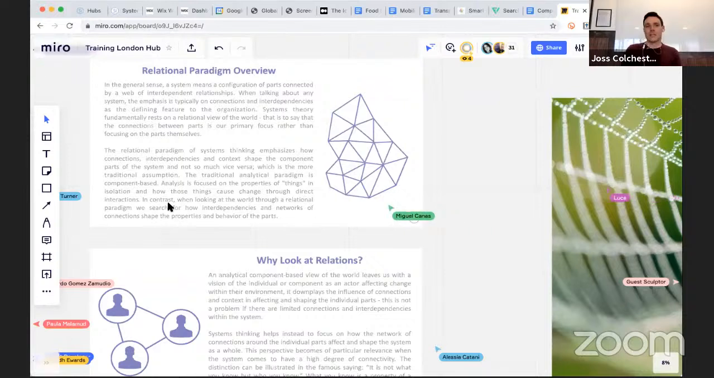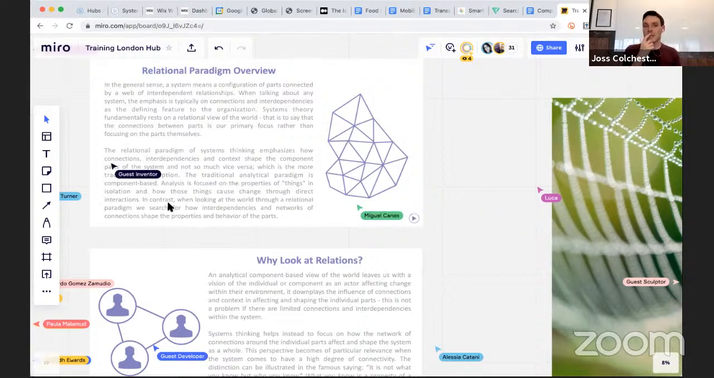So in a general sense, a system means a configuration of parts connected by a web of interdependent relationships. When talking about systems, the emphasis is typically on connections and interdependencies as the defining feature of the organization. Systems theory fundamentally rests upon a relational view of the world.